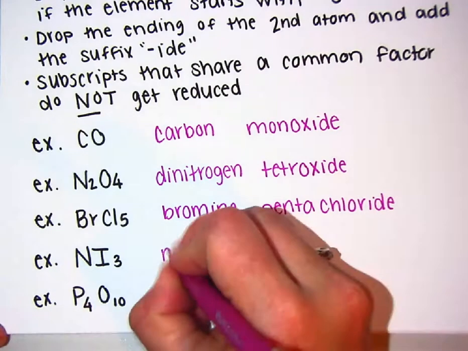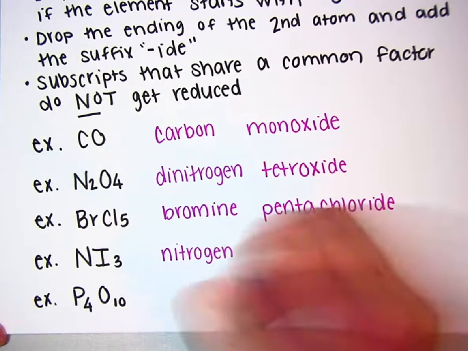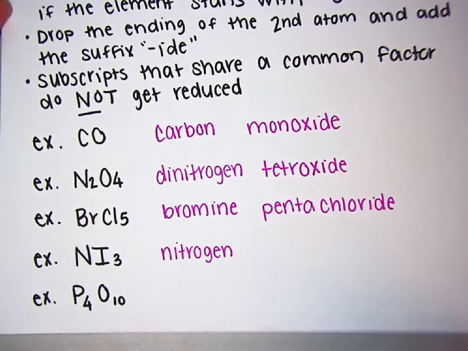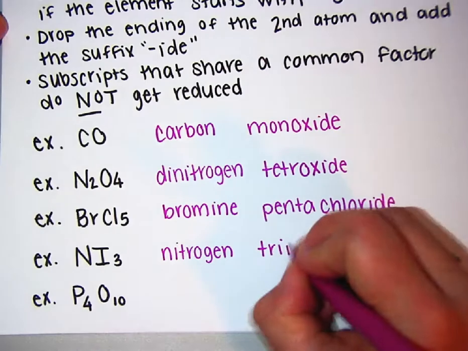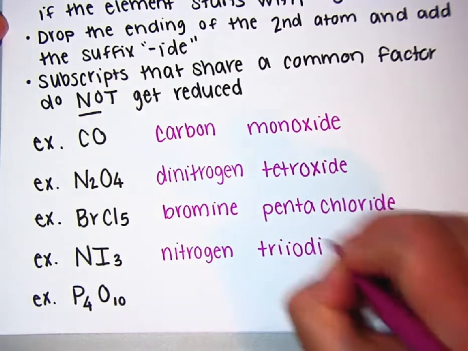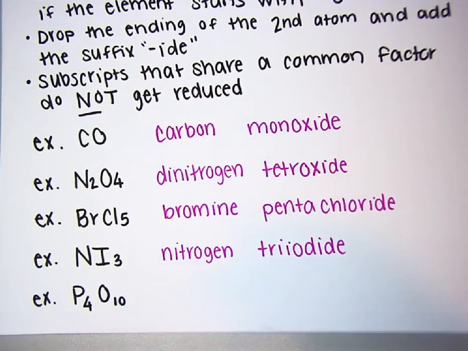NI3, 1 nitrogen. But again, we never use mono on the first atom. I have 3 iodines. The prefix for 3 is tri. This is one example where we have that double vowel sound. This is triiodide. We don't drop I's. We only drop A's and O's, and we only drop them before elements that start with O. So this is still triiodide.